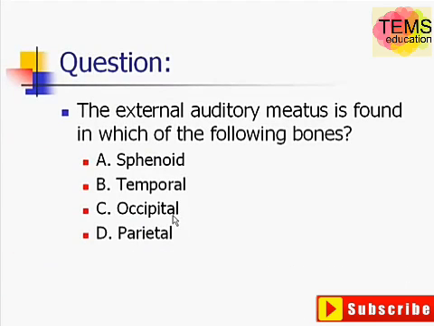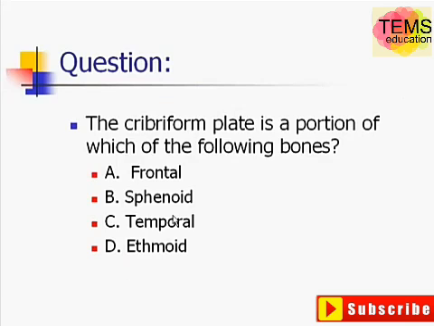The external auditory meatus is found in which of the following bones? So where would you find the foramen, the opening for the ear? If you said the temporal bone, you're absolutely correct. The cribriform plate is a portion of which of the following bones? I already kind of tipped my hand here by telling you earlier that it would be D, the ethmoid bone. It lies in the anterior cranial fossa and is the opening for the olfactory nerve to enter the superior aspects of the nasal cavity.